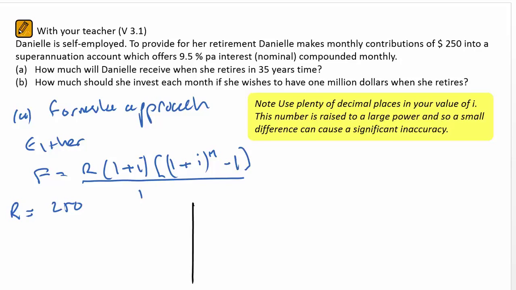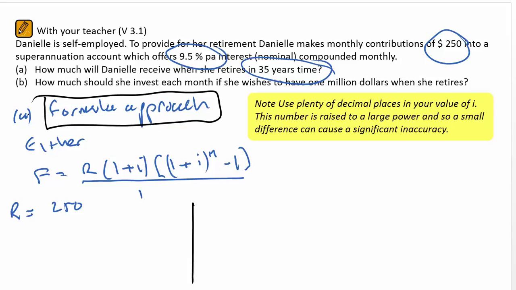Now, in this problem here, we've got Danielle making a regular payment figure of $250 to a superannuation account paying 9.5%. We're after what she comes up with after 35 years in Part A. Please notice when we're asked to follow a formula or use a formula approach, that means we'll either make use of the annuities in advance formula or, as you've seen before, the sequence notation. In other words, the first order difference or recurrence equation case.